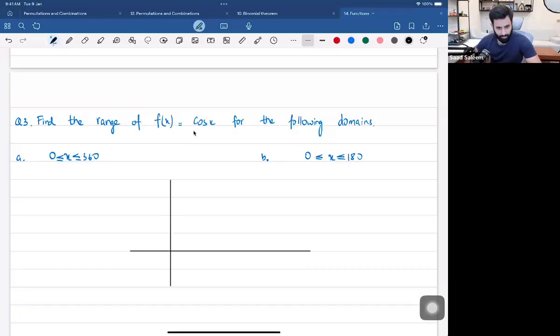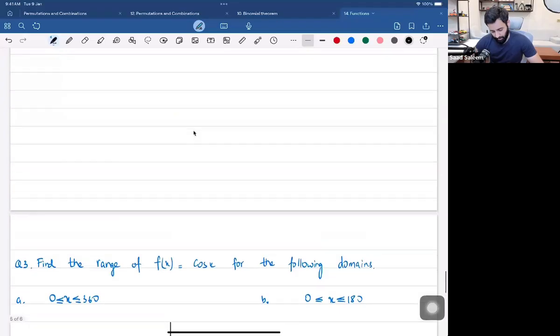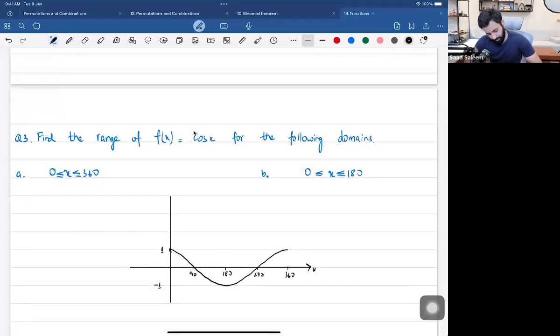We all know what the graph of cos x looks like. Okay, so here is 1, here is -1, here is 360, here is 180, here's 90, here's 270. So let's join all the points, make ourselves a nice and smooth curve. There we go.